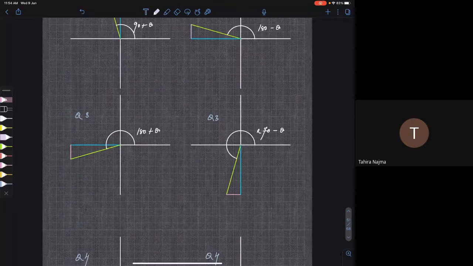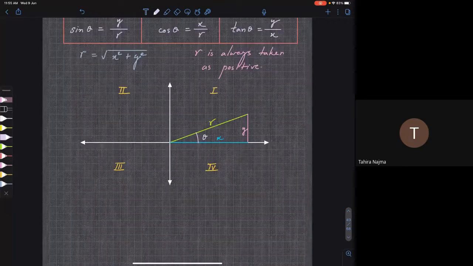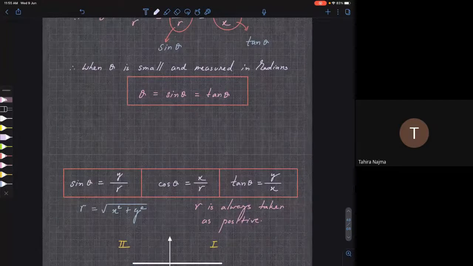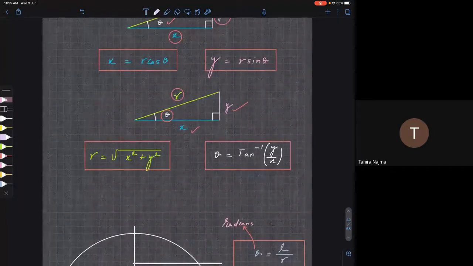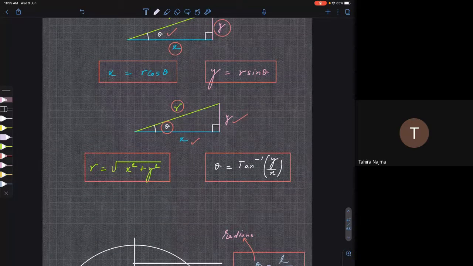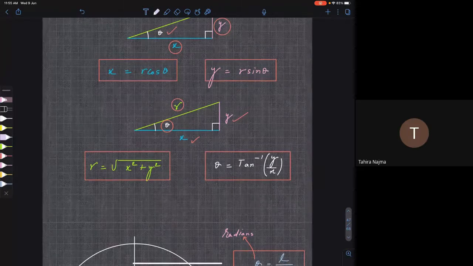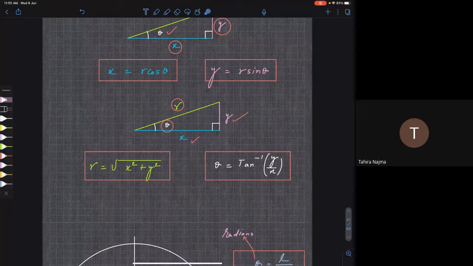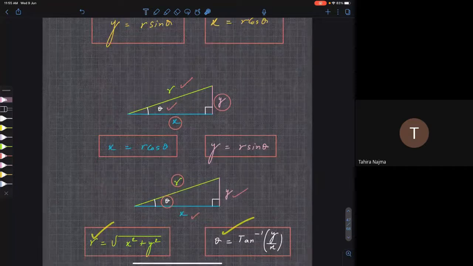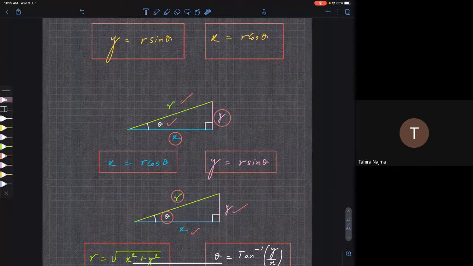If x and y are given, we can find r and theta. Here I have written, see. If x and y are given, what can we find? r and theta. What is r? r is under root of x square plus y square. And theta is tan inverse of y by x. Here, x and y are given, you are finding r and theta. Now here, r and theta are given, you are finding x and y.